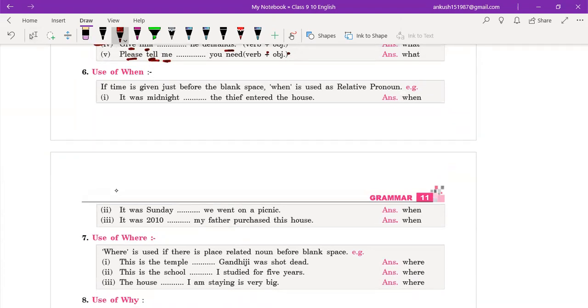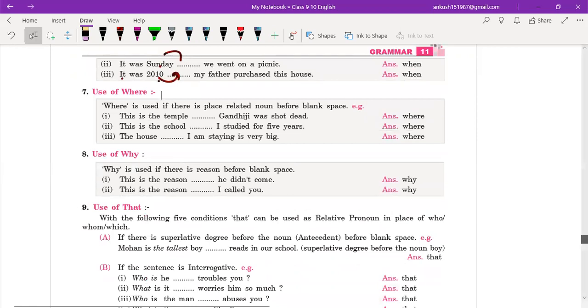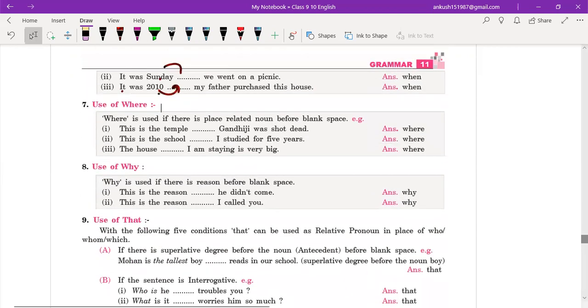If time is given just before the blank space, when is used as a relative pronoun. Like, it was midnight when the thief entered the house. When did he enter? When it was midnight. It was Sunday. Again, the time is given. When? It was 2010. Time is given. So which relative pronoun would be used? When would be used, because when is a word which refers to the time.